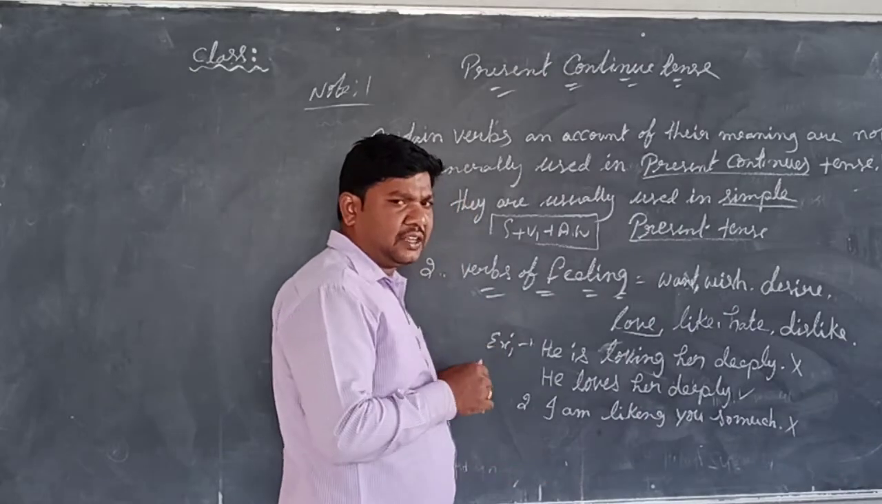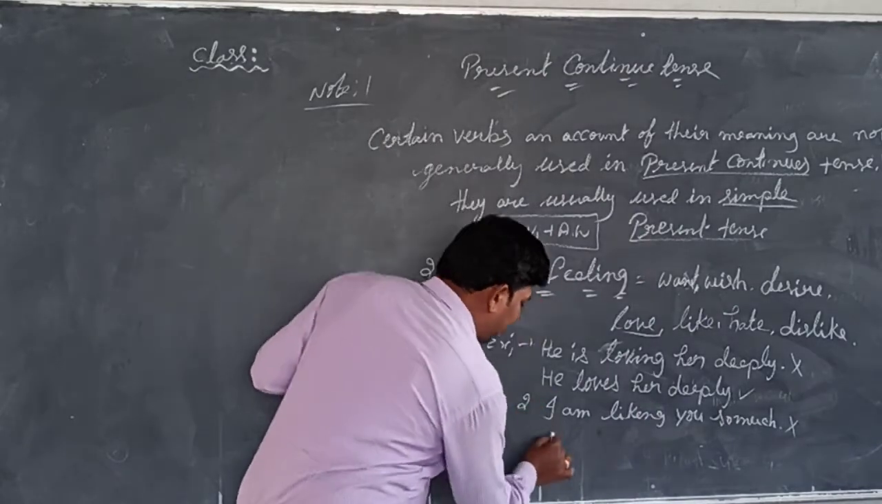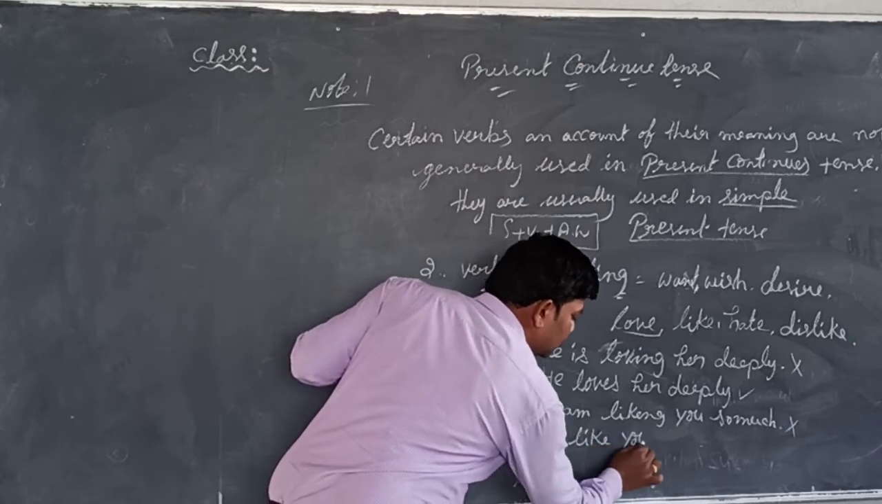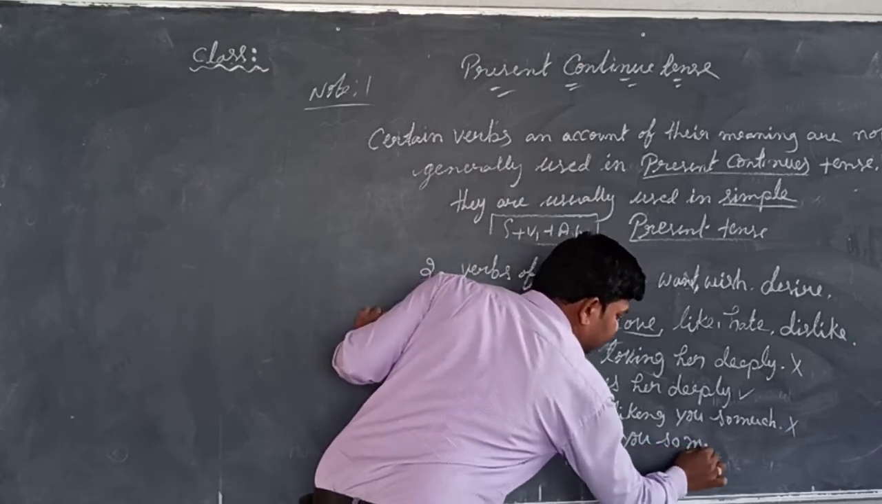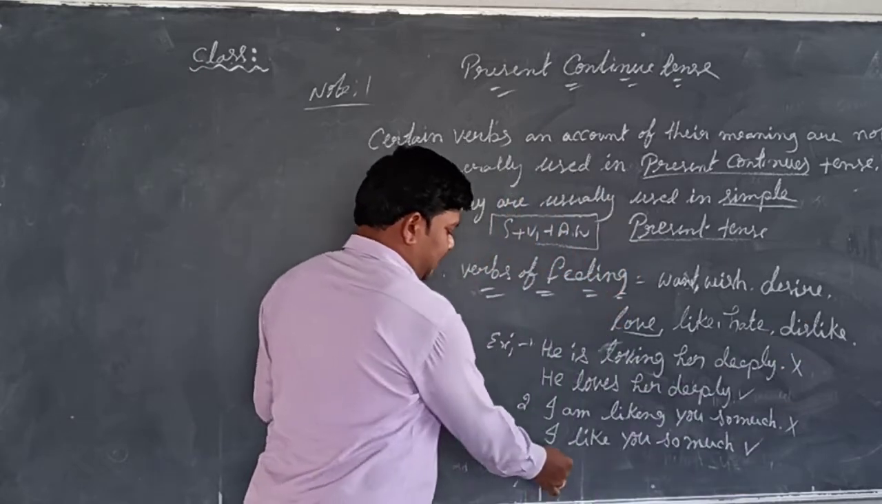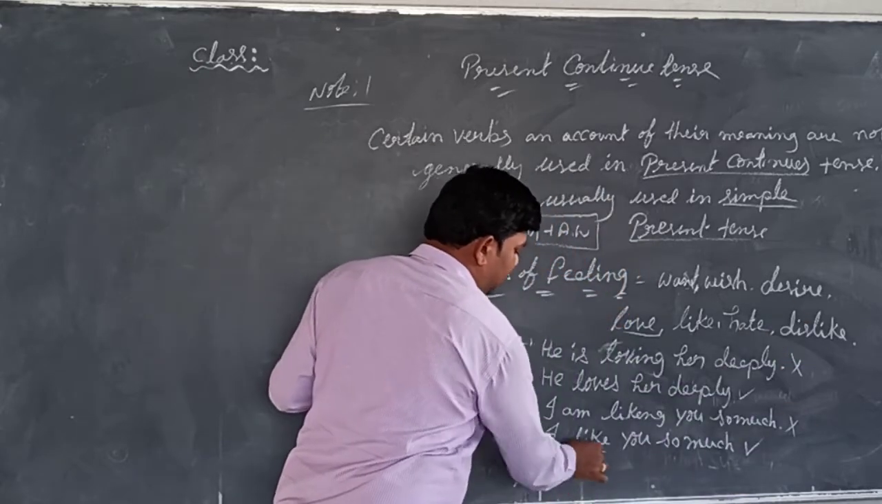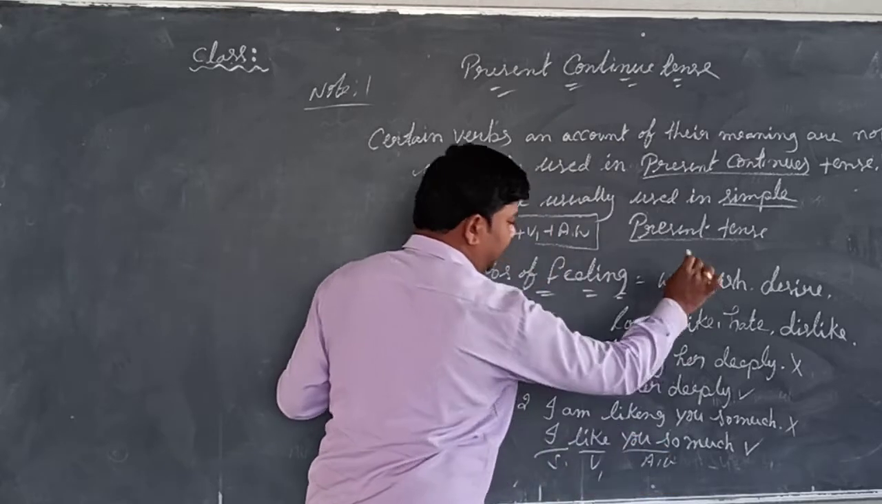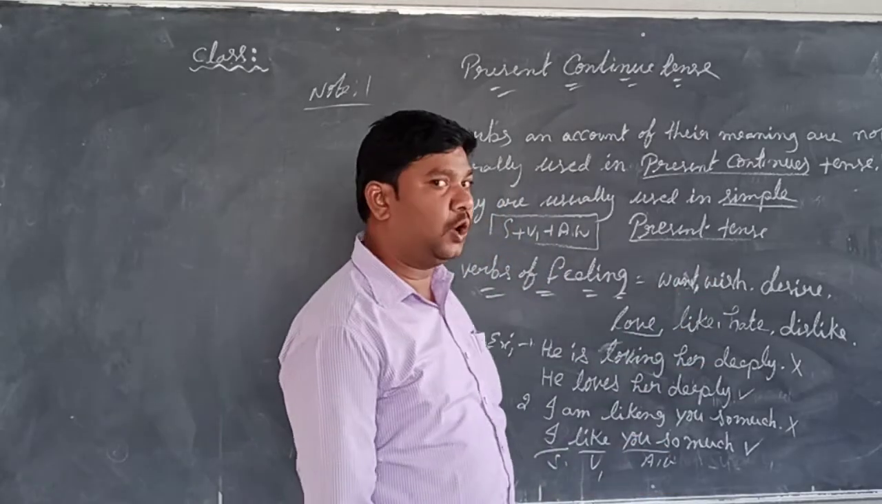Then which is the correct one? I like you so much is correct. I like you. I like you so much. This is the right one. So this is the simple present tense: subject, verb V1 and the remaining part, additional words. That is the simple present tense structure I told you.